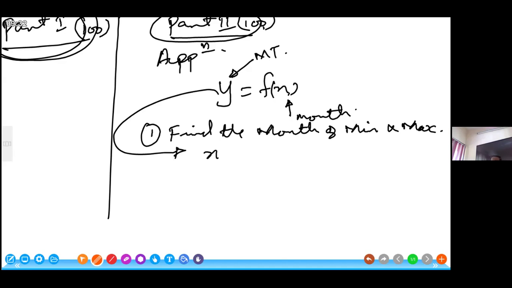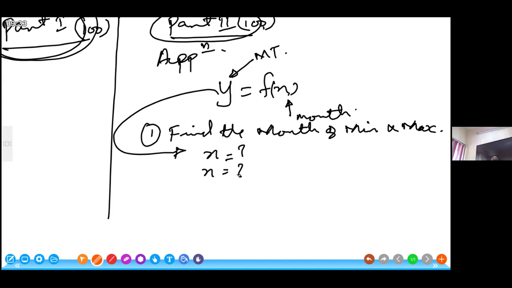Then we'll have to find out the two x values. That means there will be two x values which give the turning points. Then how to decide whether it is a maximum or minimum? Second order derivative is needed. Yes, you go for the second order derivative. We learned already. So based on the second order derivative, we decide which x value is giving maximum production, which x value will give minimum production.